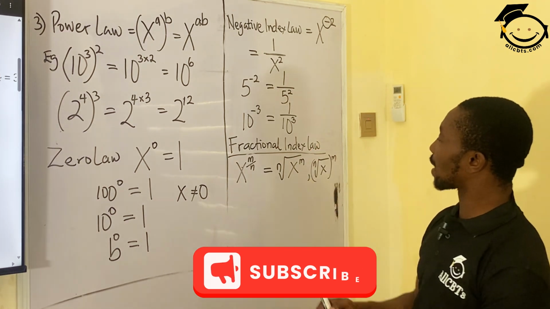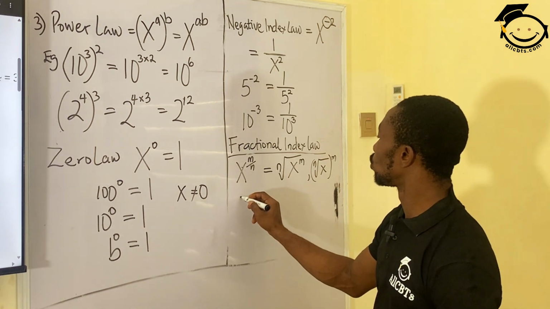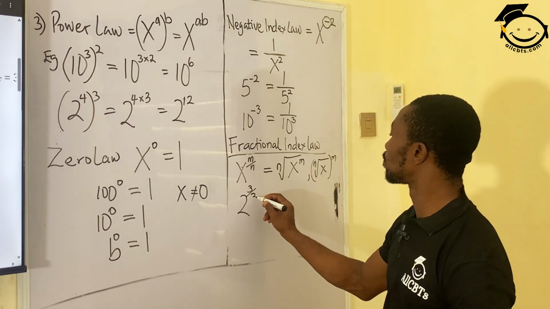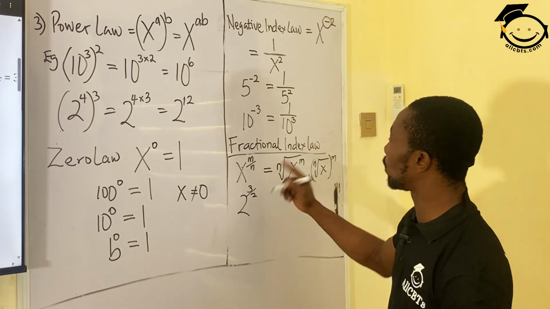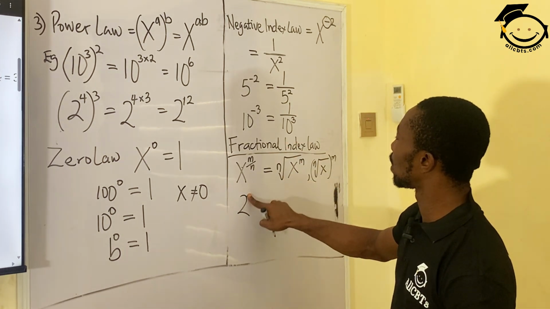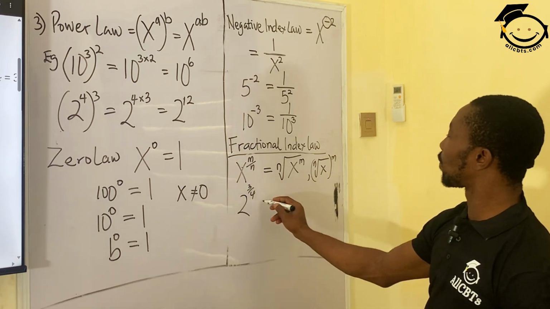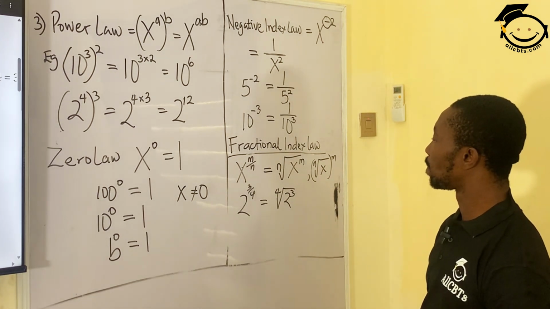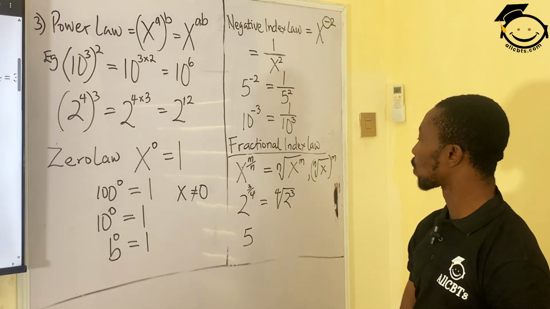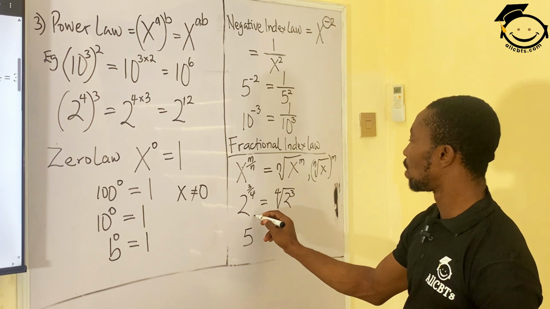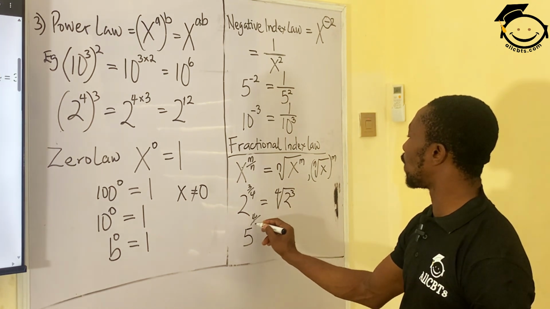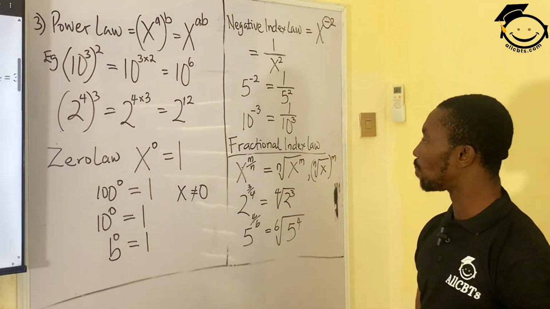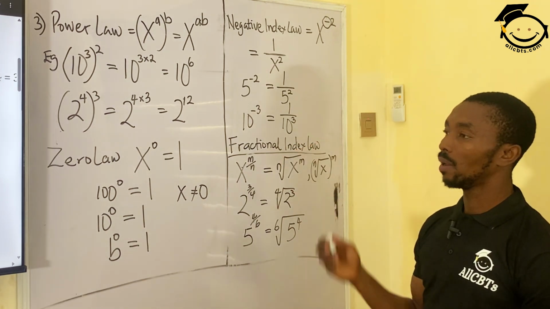So for example, if we look at 2 raised to power 3 over 2. Now, okay, let me not use 3 over 2 because our root sign is already 1 over 2. Let's say 3 over 4. Now, this simply means the fourth root of 2 raised to power 3. Now, if we have 5 raised to power 4 over 6, this means the sixth root of 5 raised to power 4. So this is our fractional index law.